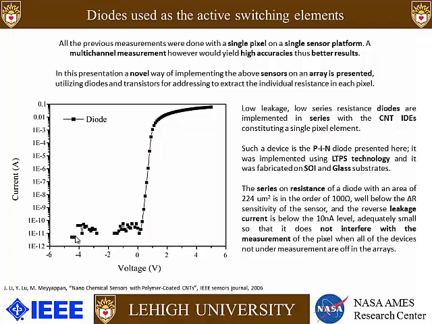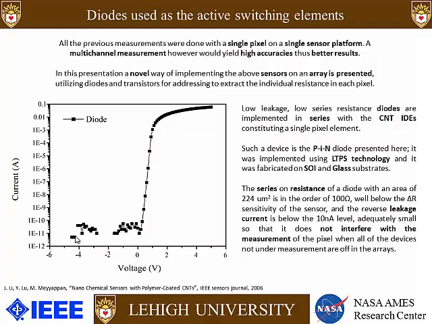These diodes are low leakage and they have low series resistance. Such devices are PIN diodes that we have fabricated on LTPS, low temperature polysilicon technologies, on SOI and on glass substrates. This is one typical such device measured in our lab. The series resistance of that diode is on the order of 100 ohms, and the area of that diode is 224 square micrometers. The leakage current, as you can see here, is around the 10 nanoamp level.